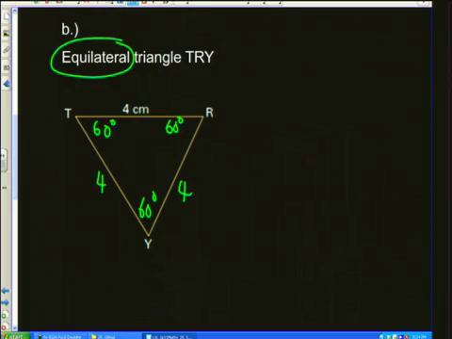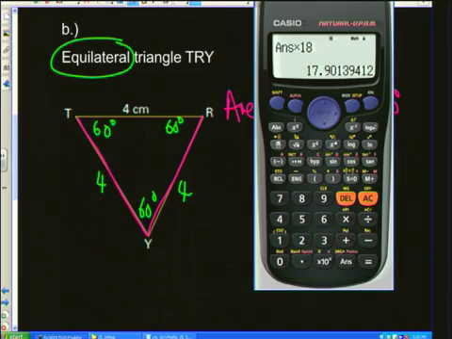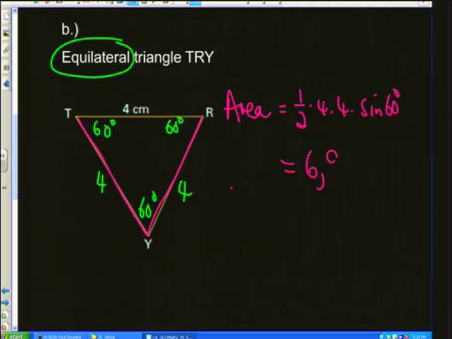So is it easy to use the area rule? Yes, because if we look at it, we can take this side, I know is 4, the included angle is 60, and the other side is 4. So the area using SAS would be a half of the two sides multiplied by the sine of the included angle. And so we get half of 16, which is 8, times sine 60, which is 4 root 3, which is 6,9. So the area is 6,9 squared centimeters.